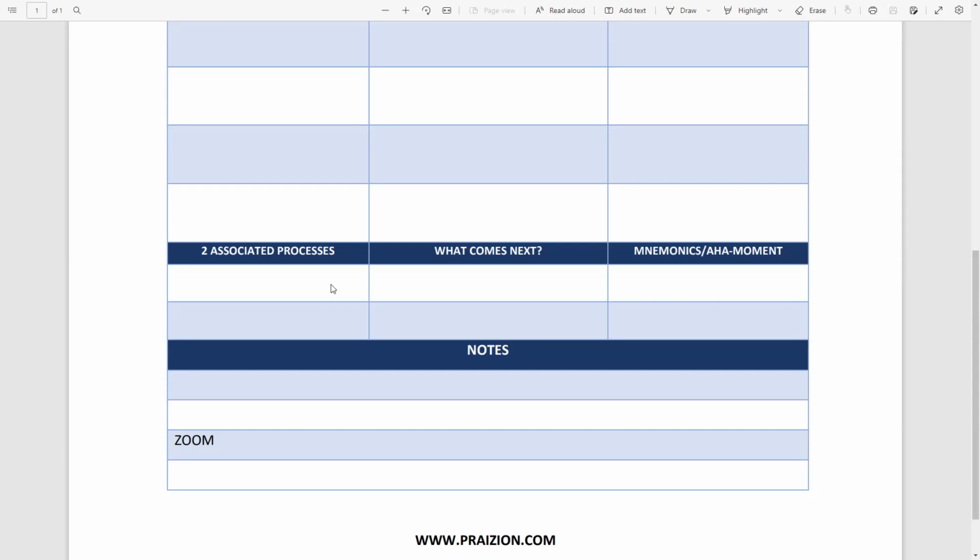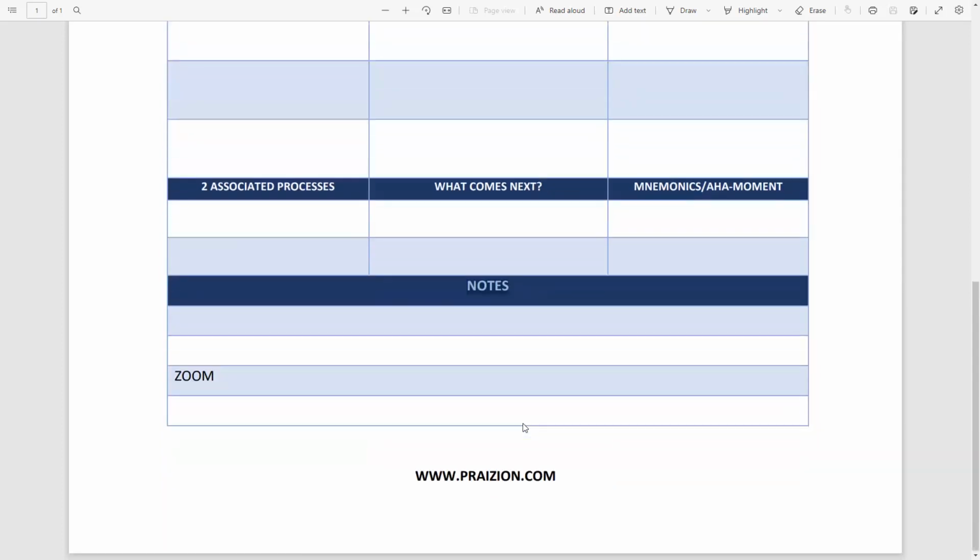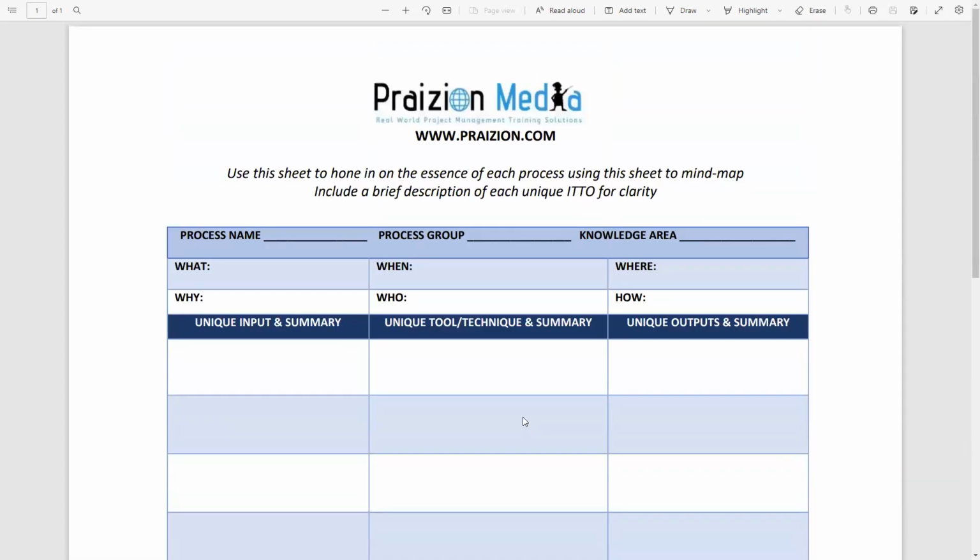So whatever you feel is relevant to your studying, you could put in these columns. What comes next? Are there any mnemonics, aha moments that you've got? You can write them down there, and you could put down any notes that you have. Okay? Any notes at all. And that really concludes our review of this process analysis sheet.